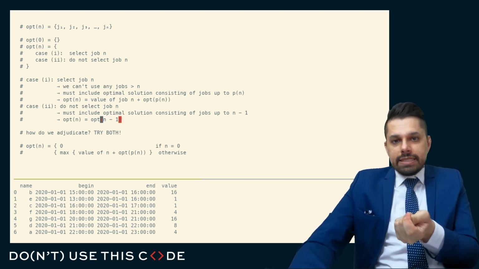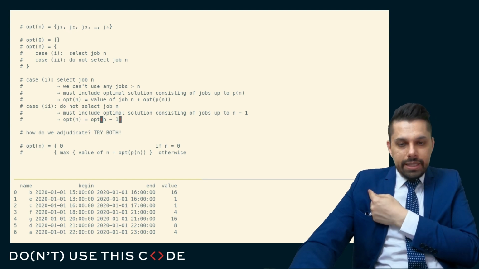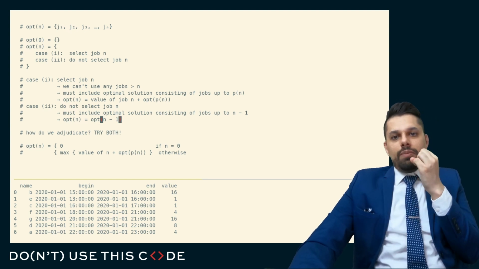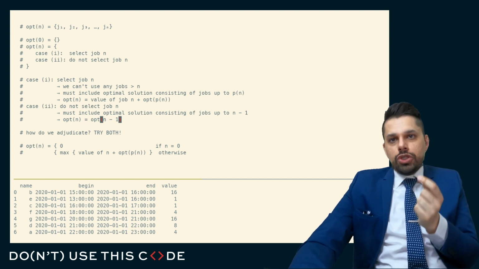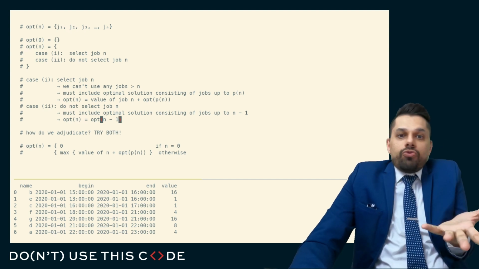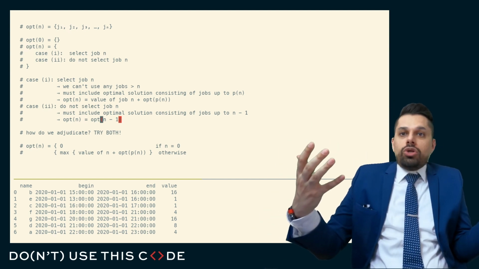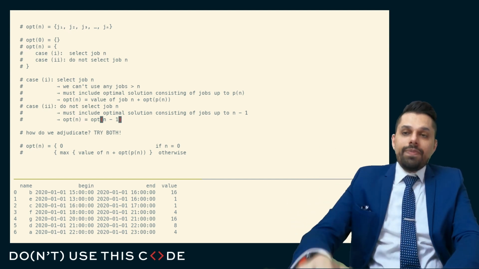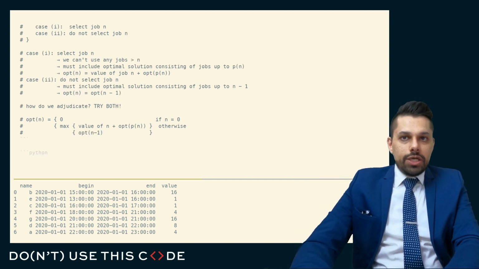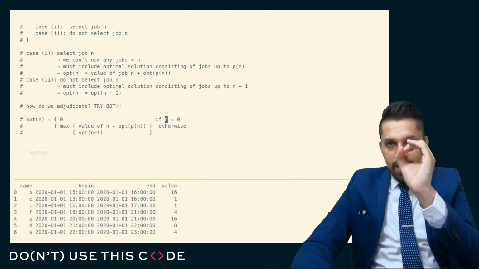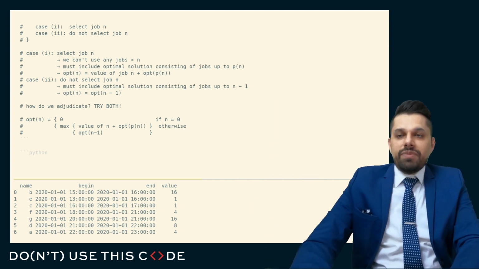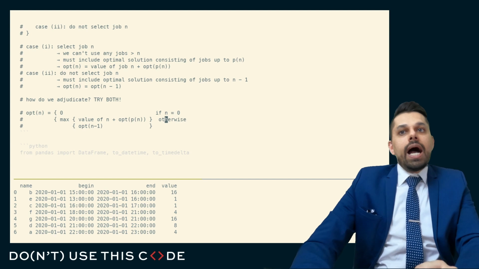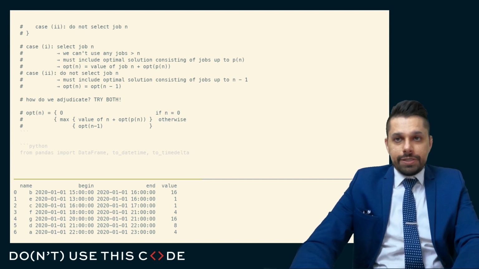In this case, because this is not a greedy algorithm like the unweighted interval scheduling, because it's a non-greedy algorithm where I may have to revisit choices, the way I adjudicate this is I take both chances. I splay this out. I choose all the possibilities. In other words, I implement my optimization in the following way. If I'm looking at job 0, there's nothing going on. There are no jobs left. That's my base case. Otherwise, I choose the best of the two choices.